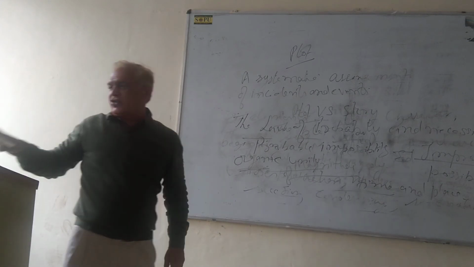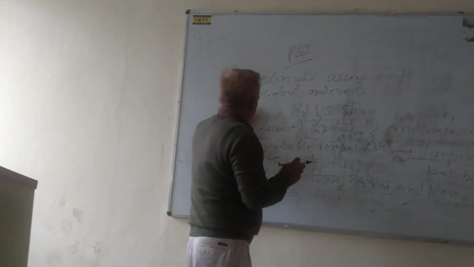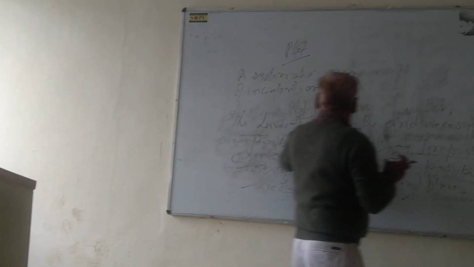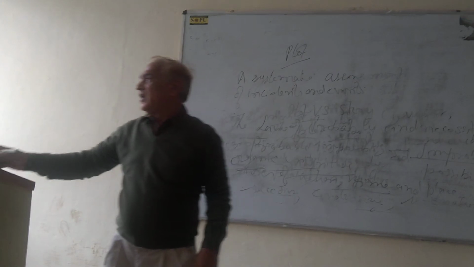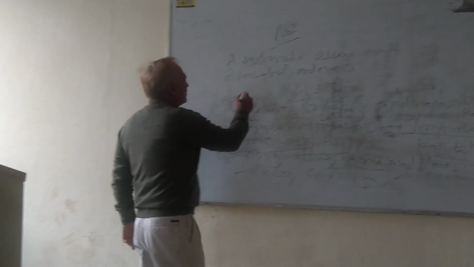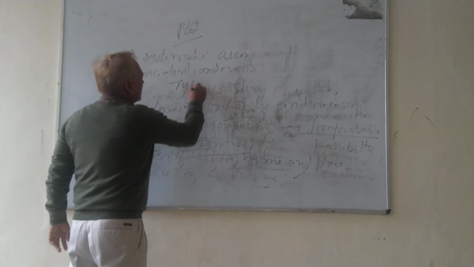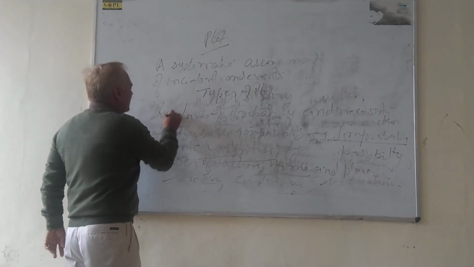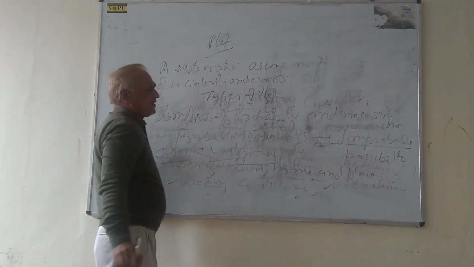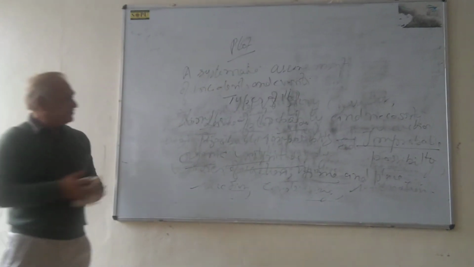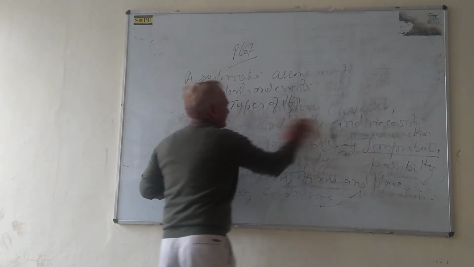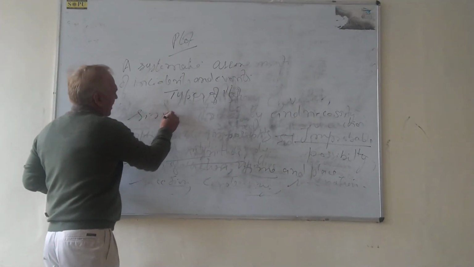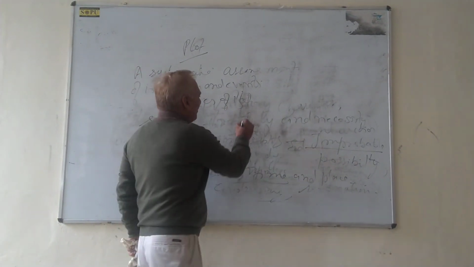Now, types of plot. According to Aristotle, we have two types of plot: simple one and complex.